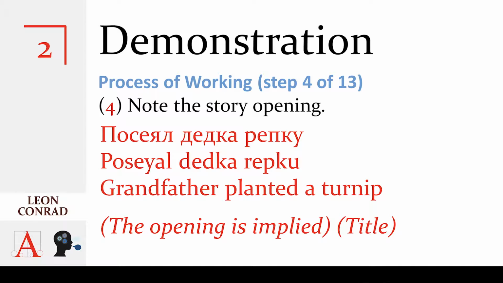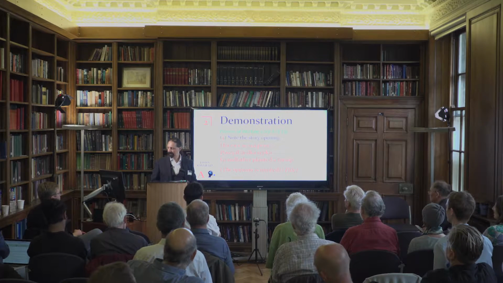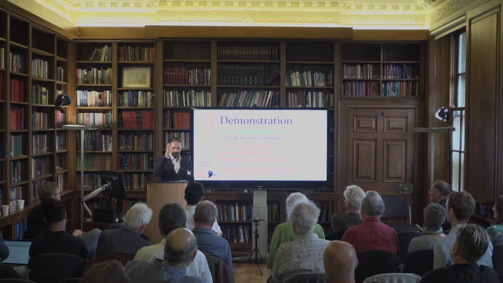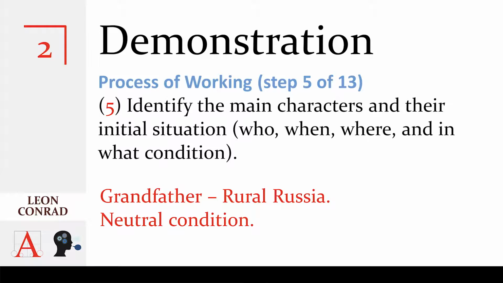So, we next look at how the narrative version of the story opens, but all stories have a once upon a time opening, implied or stated. This one has the opening implied, and it comes straight in with grandfather planted a turnip. You could argue that the title, Rybka, is the opening, it leads you in, but that's a question for the interpreter to decide. So step 5 is, who's the main character?